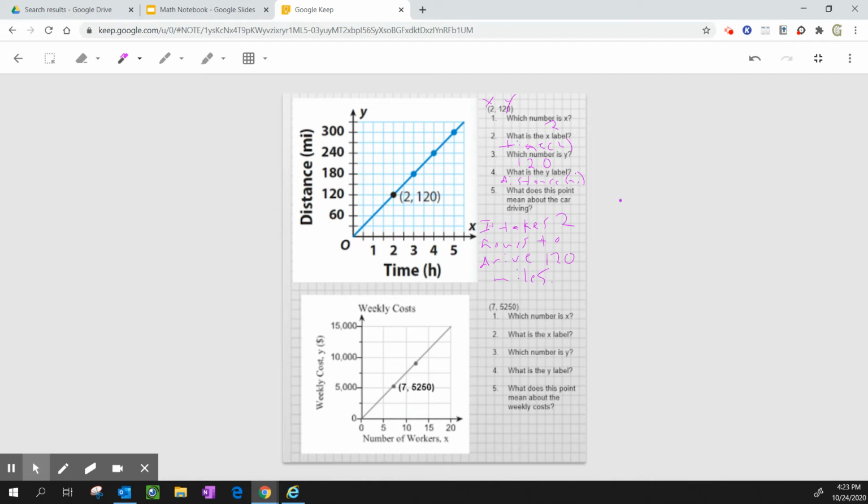Now, from here, eventually, in the next couple of days, we'll get into where the unit rate is on this graph and what it tells us. But for now, 2 hours and 120 miles is what I'm looking for you to be able to do. So find which is the coordinate and which label goes with it, and then give us an explanation.